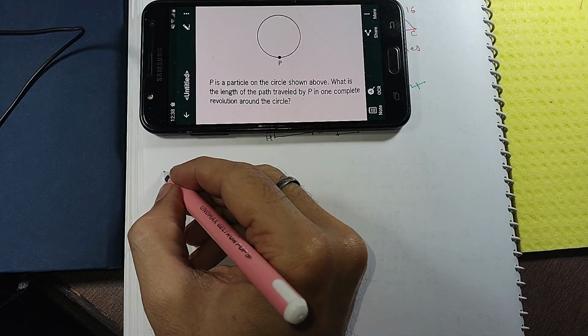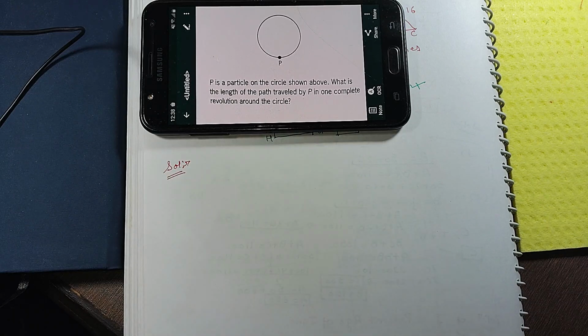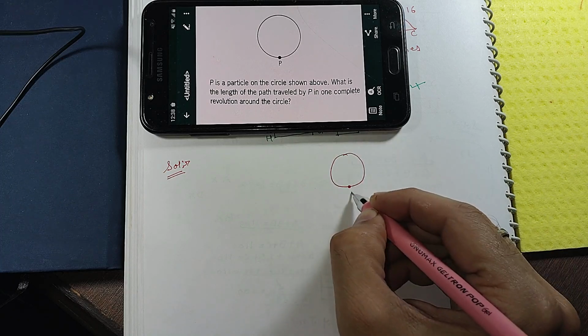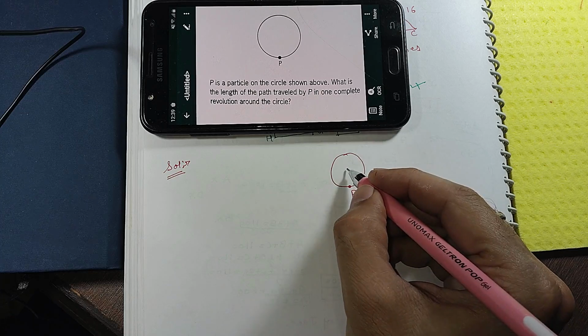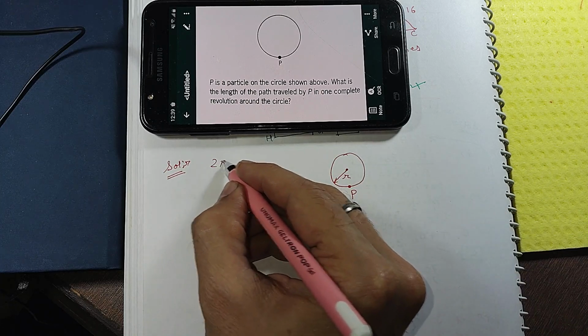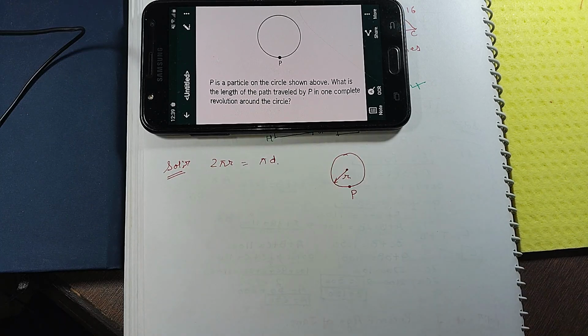P is a particle on the circle shown above. What is the length of the path traveled by P in one complete revolution around the circle? So this is a circle given and a point P. We need to find the length of the path traveled by P in one complete revolution. So basically, if I suppose that the radius of this is R, I need to find the circumference, or in terms of diameter, I need to find pi d, right? Because d is equal to 2r.